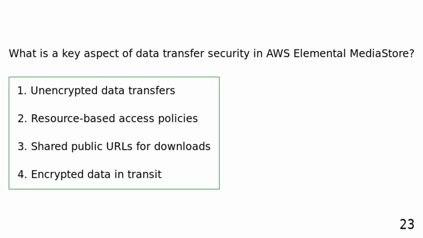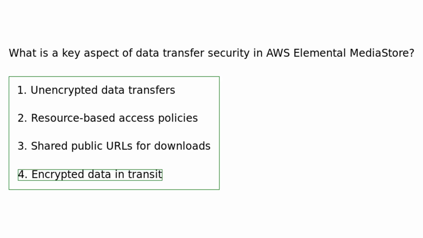What is a key aspect of data transfer security in AWS Elemental MediaStore? Unencrypted data transfers. Resource-based access policies. Shared public URLs for downloads. Encrypted data in transit. A key aspect of data transfer security in AWS Elemental MediaStore is encrypted data in transit, ensuring that data exchanged between the storage service and clients is protected from external threats or interception.